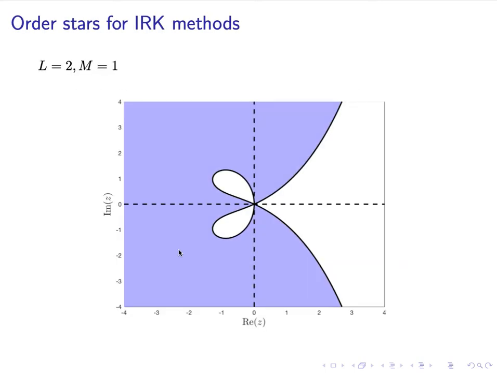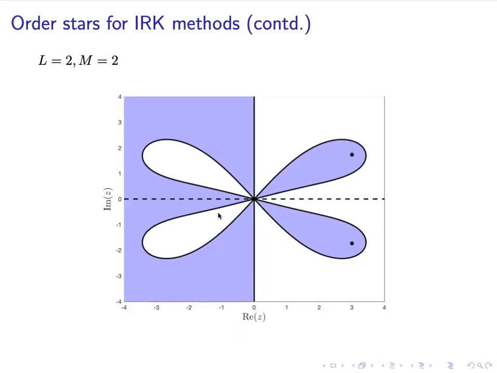So let's have a look at a few examples. Here we have L equals 2 and M equals 1. So this is an explicit method and it's a second order explicit method. You can see it's second order because if I count the number of shaded regions around the origin, we have 3, so we know it's second order. Here we have L equals 2 and M equals 2. Now this is 1, 2, 3, 4, 5. This is a fourth order method.